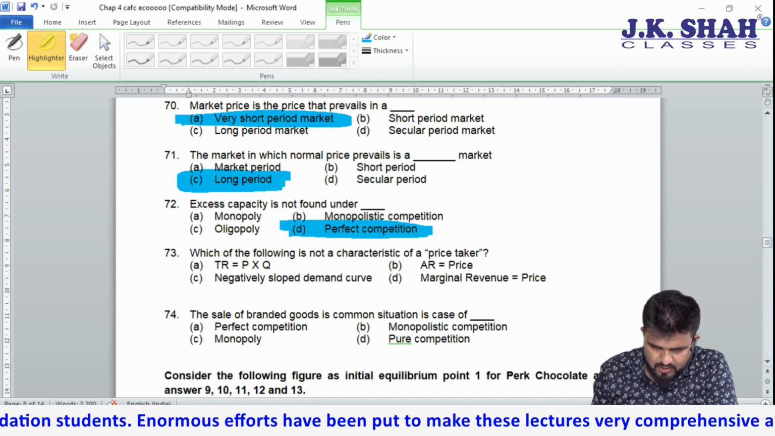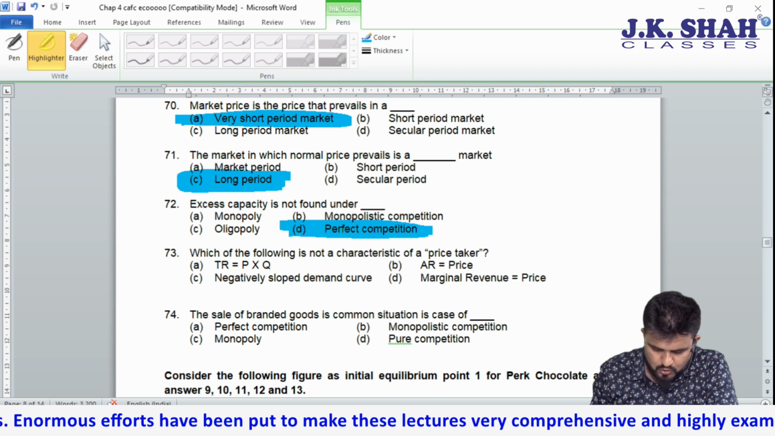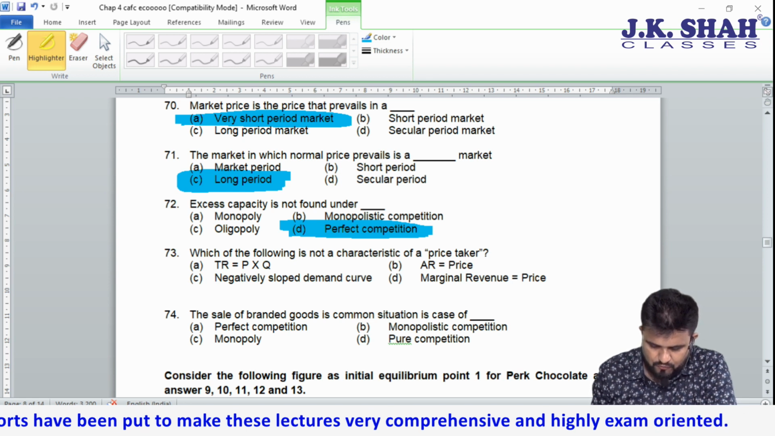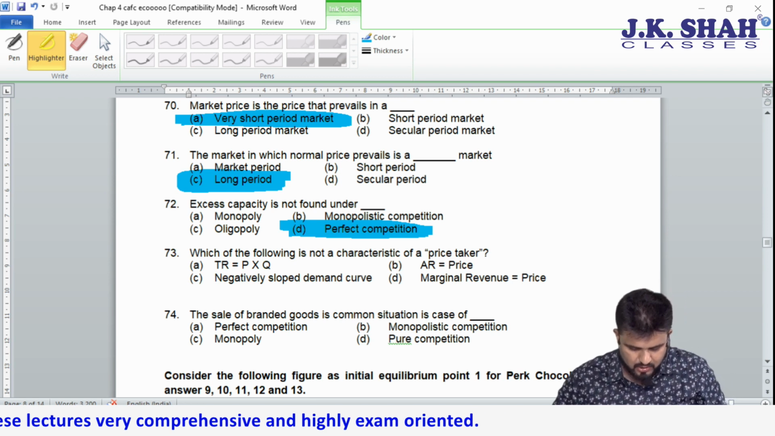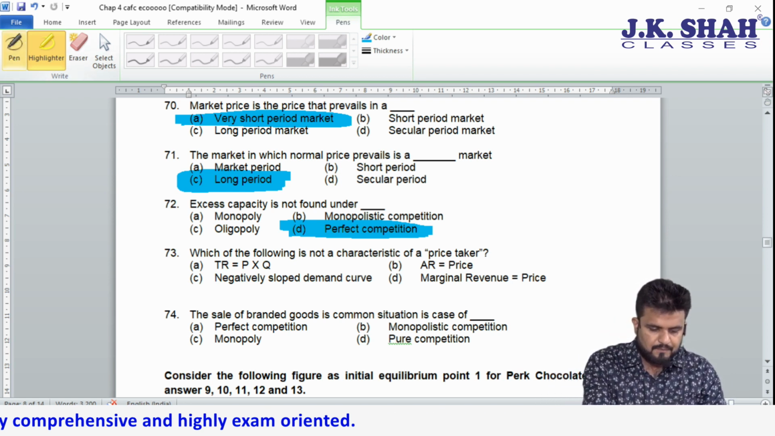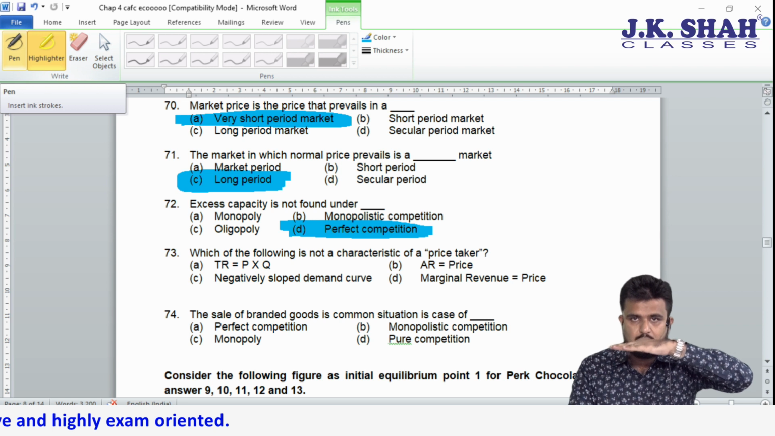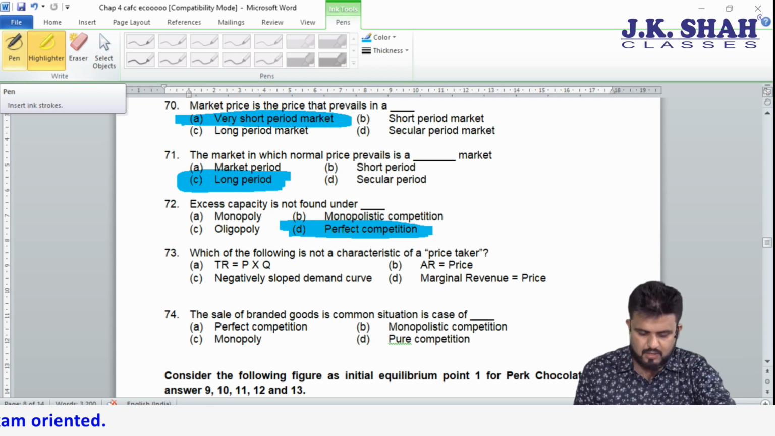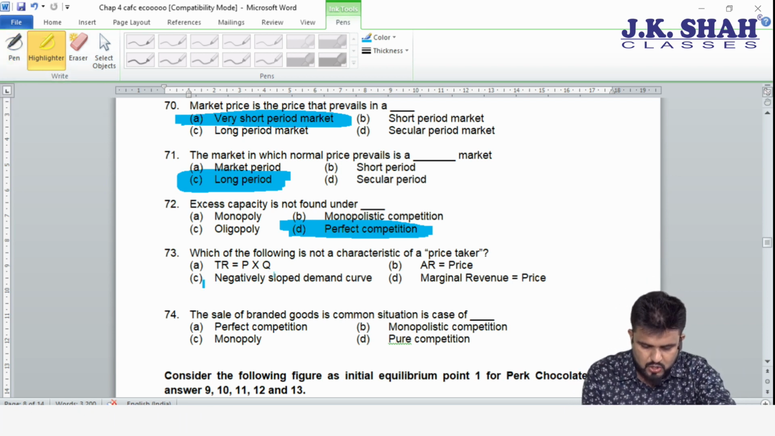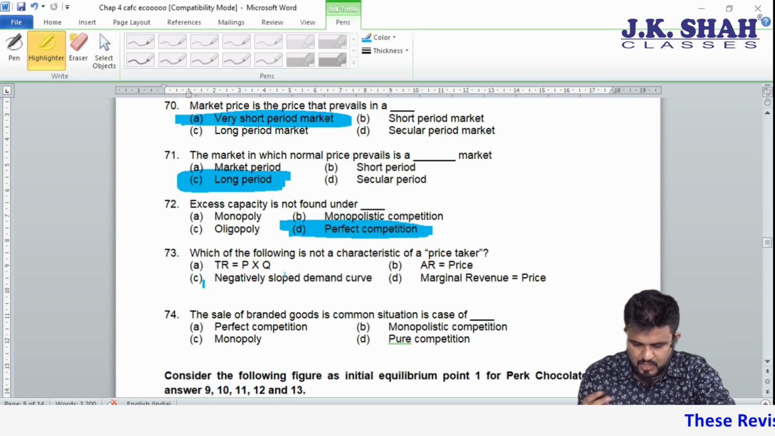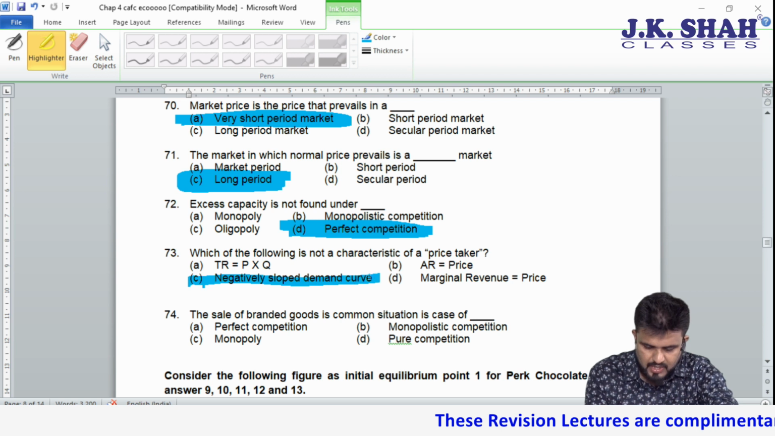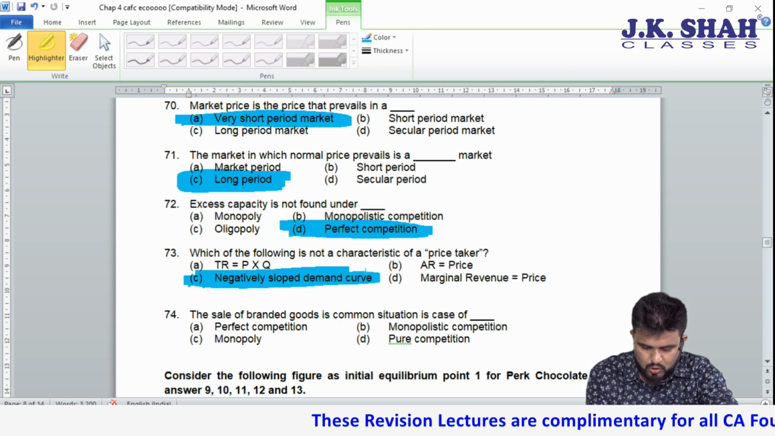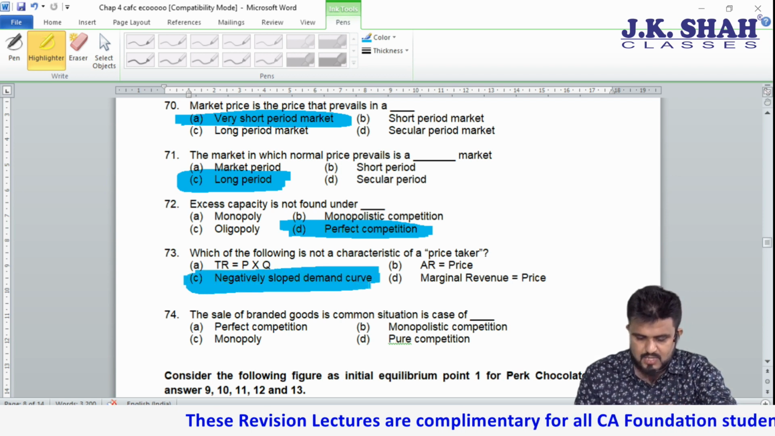Next, 73 now. Which of the following is not a characteristic of a price taker? Price taker has a horizontal demand curve. So TR equals P into Q, that is correct. AR equals price is correct. MR equals price is correct. But a negative slope demand curve belongs to monopoly. This is the odd man out.